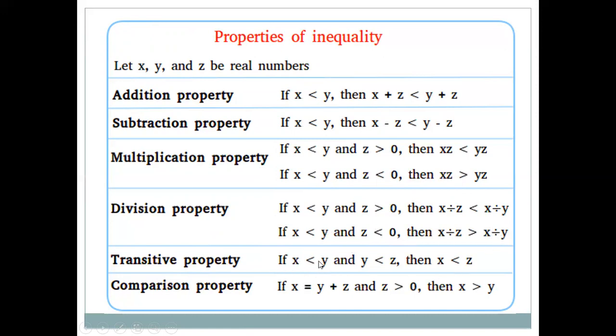Transitive property: if x is less than y and y is less than z, then x is less than z. Comparison property: if x is equal to y plus z and z is greater than 0, then x is greater than y. We can compare. If z is greater than 0, so x is equal to y plus z means x is greater than y.